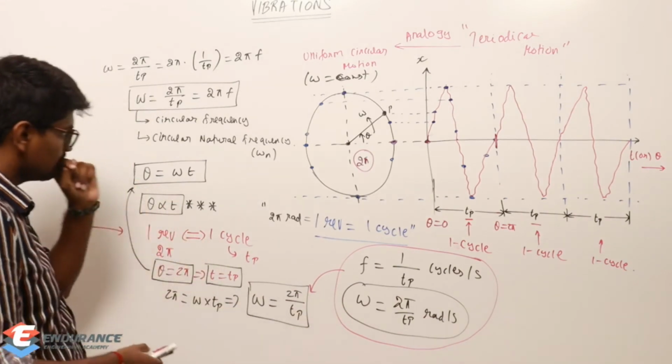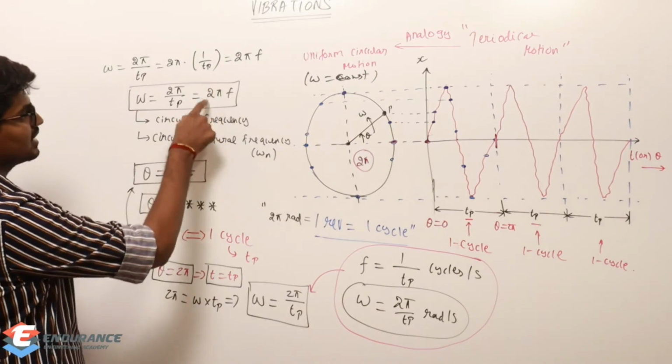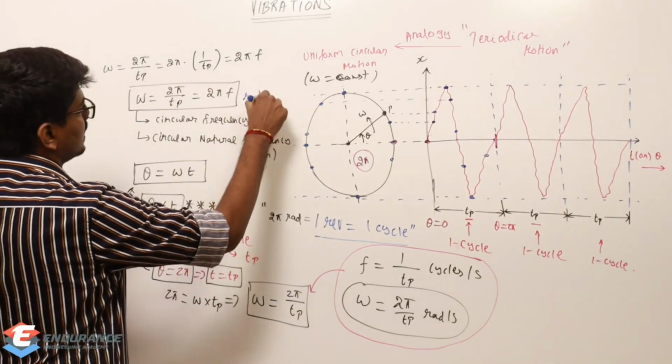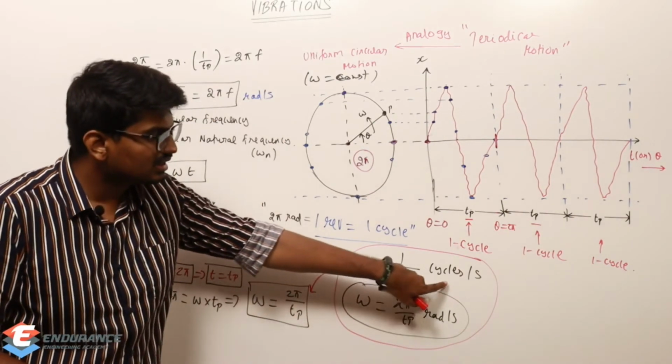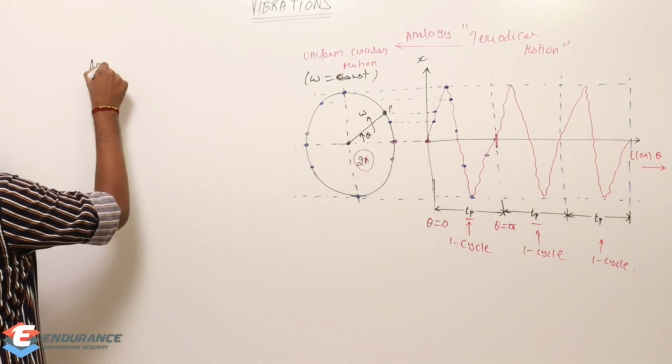What is the one more point I want to say? Why is it circular? Because I am representing it in terms of radians, right? I am representing it in terms of radians per second. That is why it is circular frequency. This is just frequency, which I will represent in terms of cycles per second. So we have one more term to understand, that is amplitude.